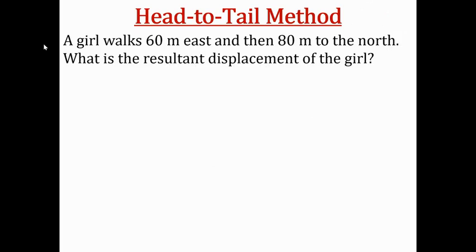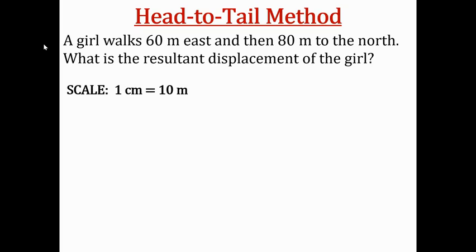So those are the steps for the head to tail method. Let's put it into practice with a sample problem so you can see it in action. Let's say that a girl walks 60 meters east and then 80 meters north. What is the resultant displacement of the girl?